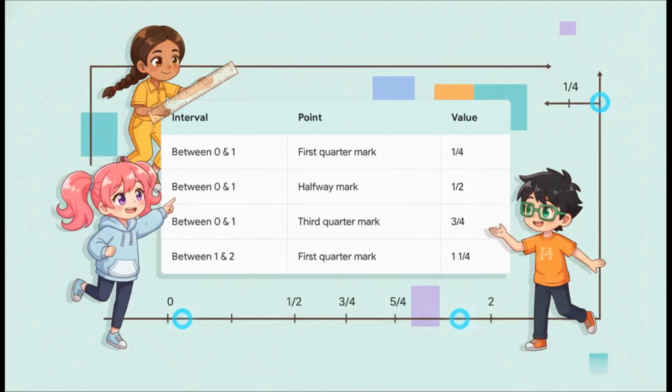This shows you exactly how it works. Let's just look at that all-important space between 0 and 1. If we divide that little segment into 4 equal parts, boom, we've instantly created addresses for 1/4, 1/2, and 3/4. And the same logic applies everywhere else. That first quarter mark between 1 and 2, well, that's just 1 1/4. It's a system for dividing up the spaces.